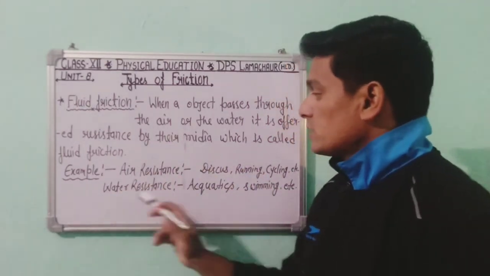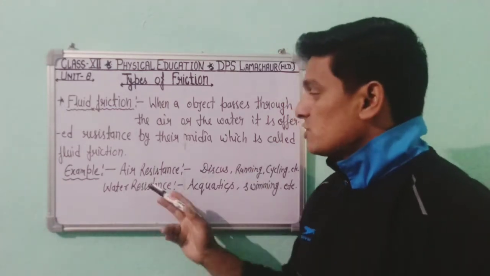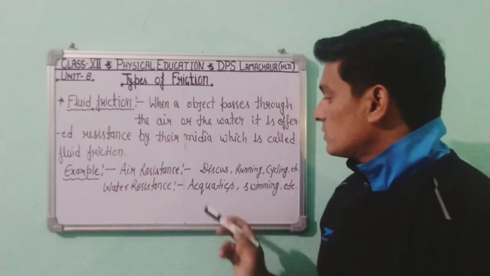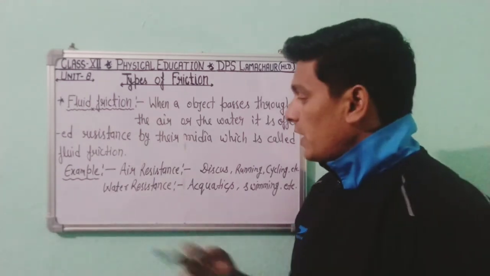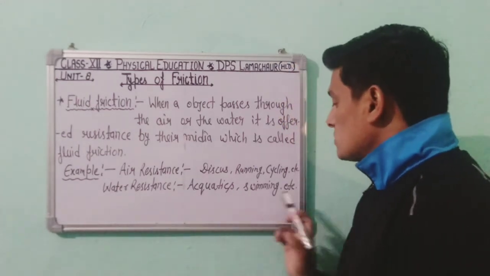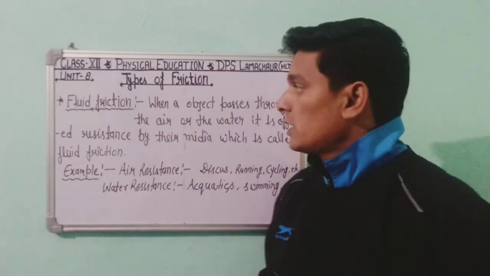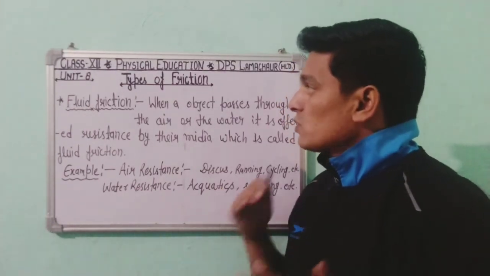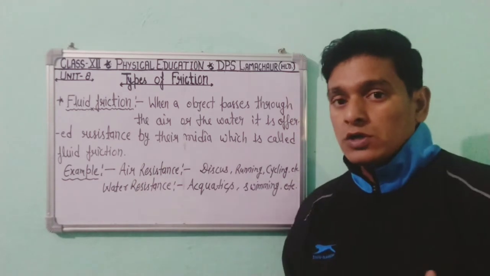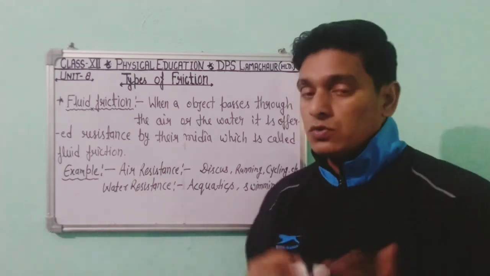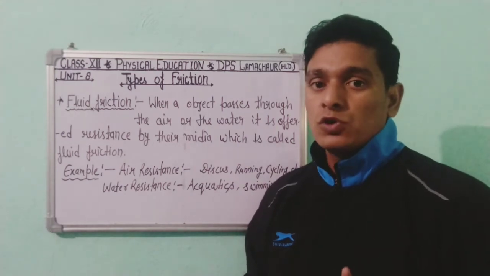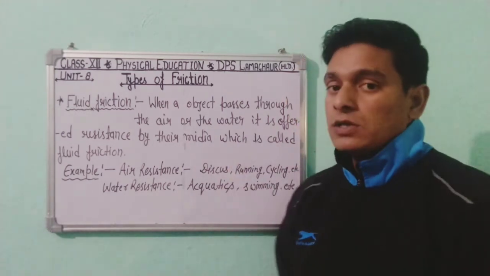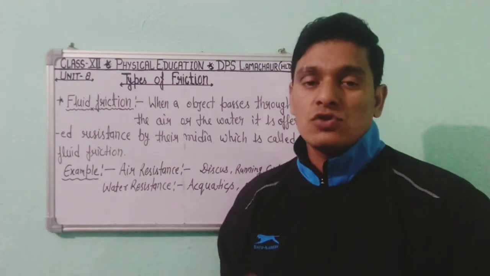Example: first, there is air resistance and water resistance. Air resistance applies in running, cycling, etc. And water resistance applies in aquatics, swimming, etc. So this is about the types of friction. I hope you understood all of these topics. Today we discussed the types of movements, Newton's laws of motion, and at last friction and sports. So that's all for today.